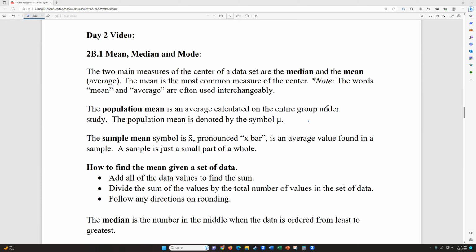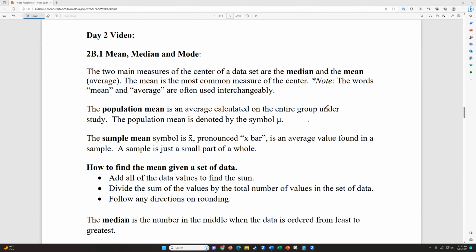Two main measures of the center of a data set, when we talk about what someone means by typical, what's typical for a set of data, are the median and the mean. The mean sometimes people call the average. You'll hear that. Sometimes that can rub people the wrong way because average is kind of a way to talk about measures of central tendency in general. But a lot of people know the mean as the average. So the mean is the most common measure of the center. The word mean and average are often used interchangeably.